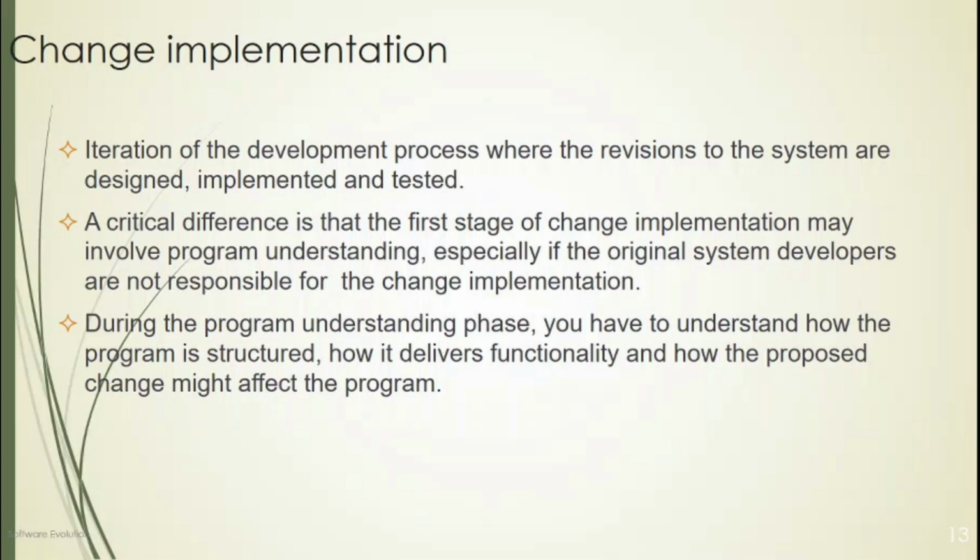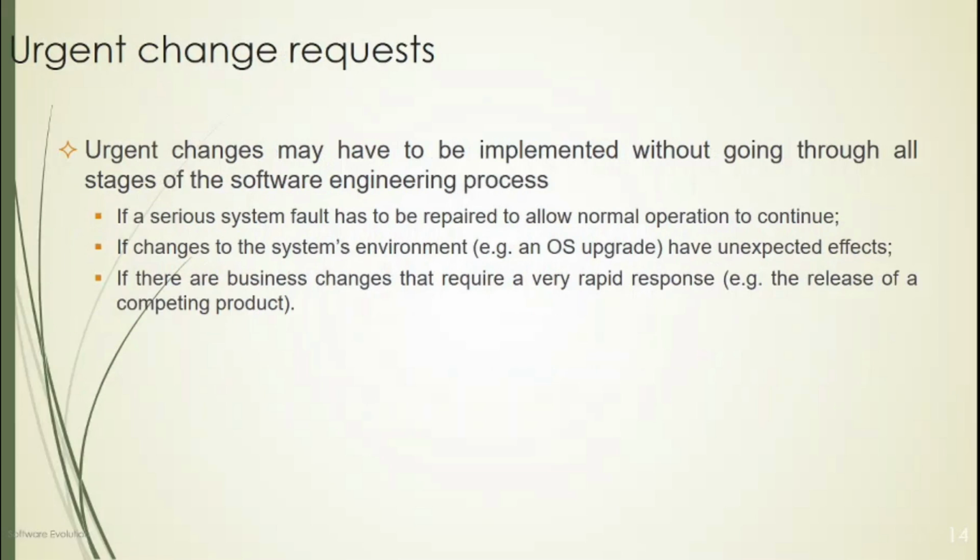Okay, and these are the urgent changes that can arise for three reasons. First, a fault occurs that has to be repaired to allow normal operation to continue. Urgent change requests may have to be implemented without going through all the stages of the software engineering process. If a serious system fault has to be repaired to allow normal operation to continue, the change is implemented without going through all the stages of the software engineering process. So it is better to repair a serious system fault as early as possible.